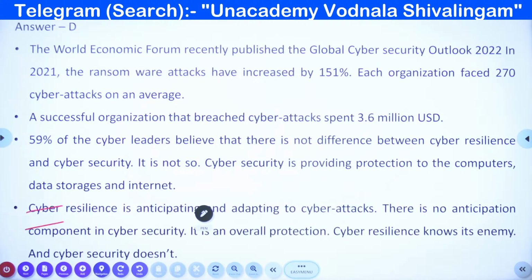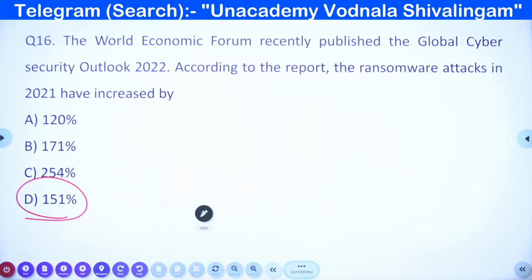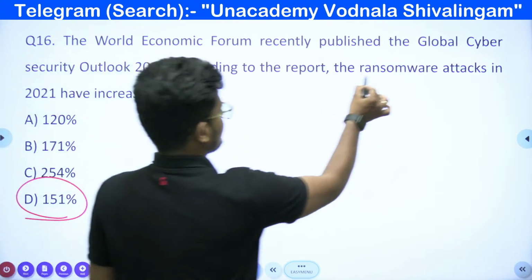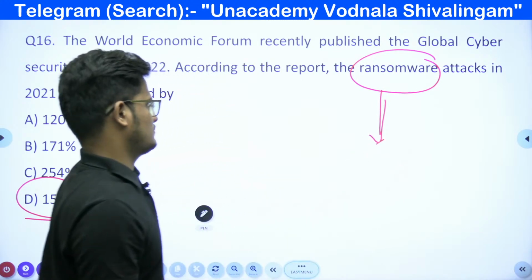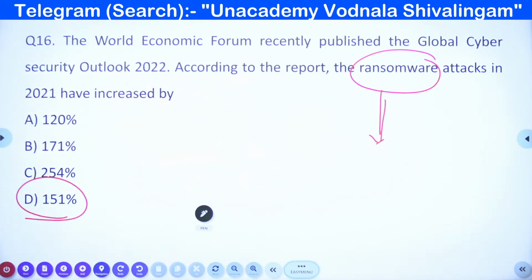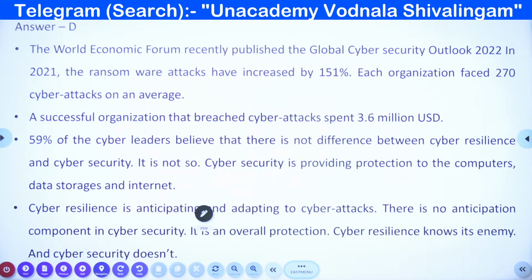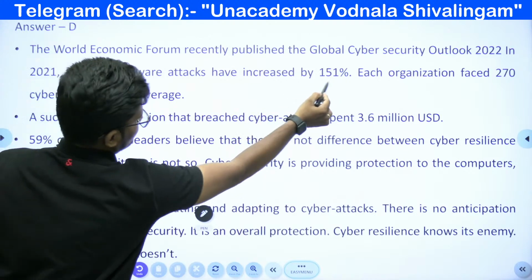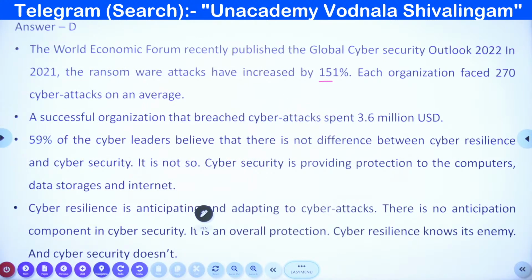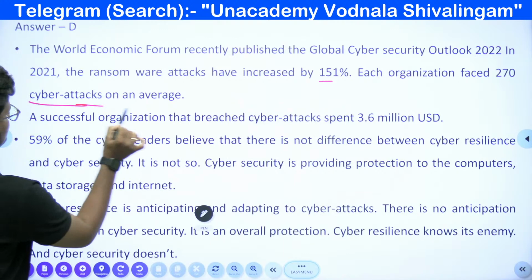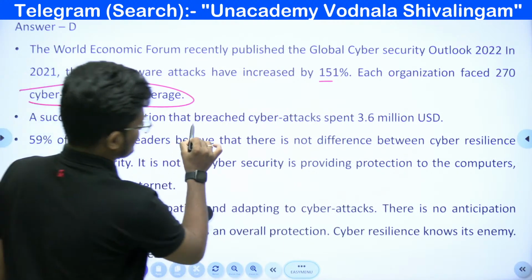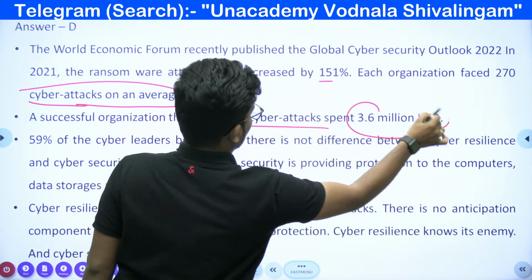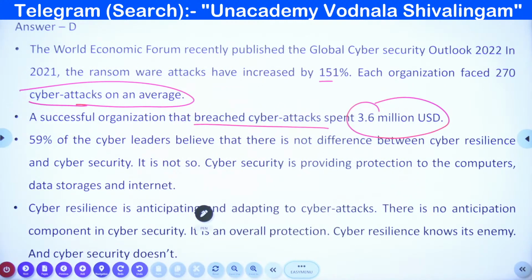The answer is option D, 151%, it got increased. Ransomware attacks, which are one type of virus attacks, have increased by 151%. Each organization faced almost 270 cyber attacks on average. A successfully breached organization spent almost 3.6 million US dollars in reviving it.